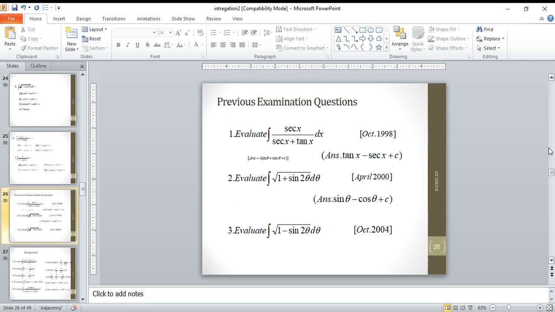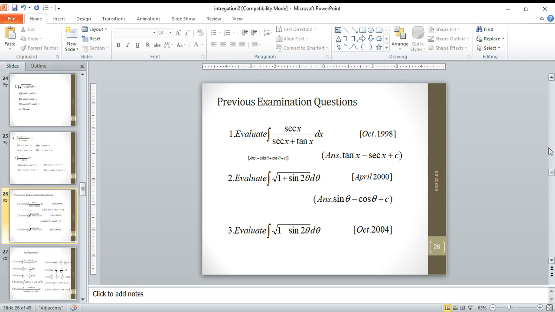Done. Previous examination questions. First one, evaluate integration sec x by sec x plus tan x dx. So the answer is just rationalizing the denominator. Also, I explained the example 1 minus sine 2 theta, but the question is 1 plus sine 2 theta. That is a plus b whole square formula.